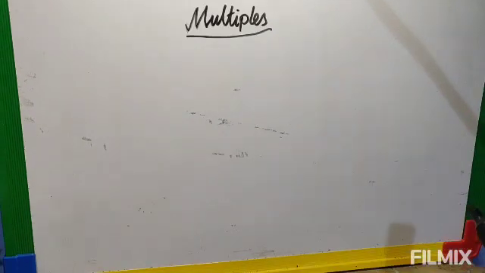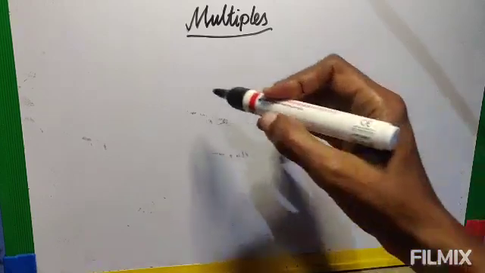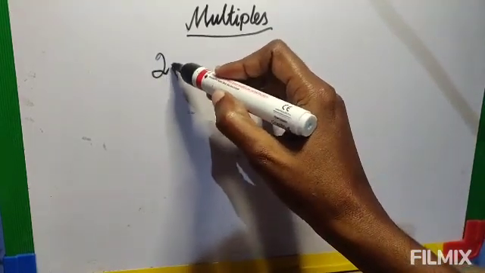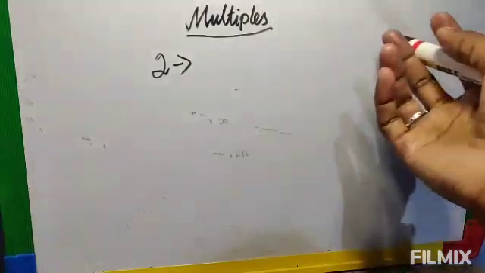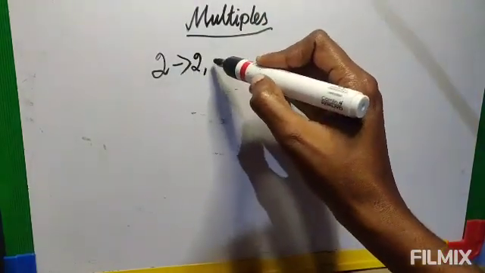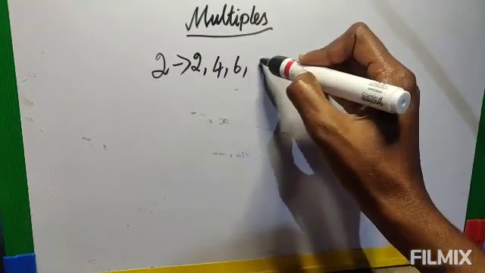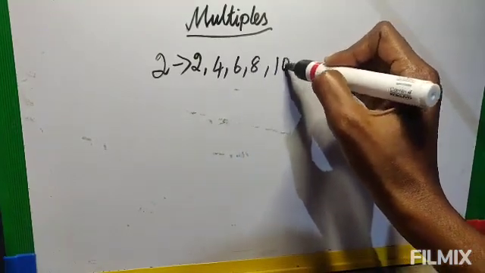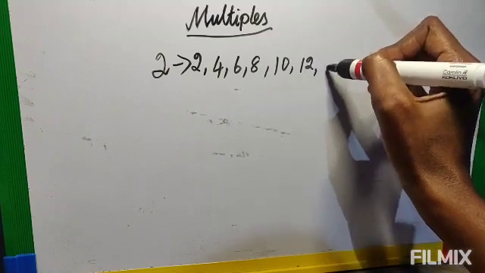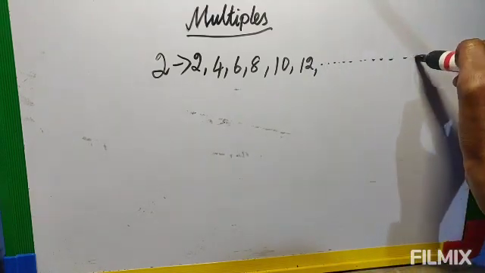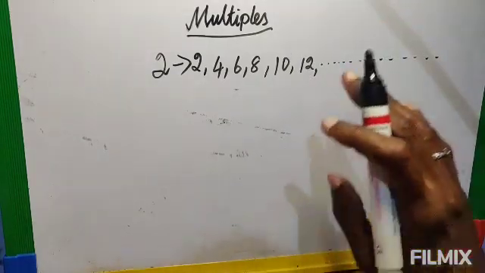We have learned factors. Factors use division. Now we are going to learn multiples. Multiples use multiplying. Always remember multiples means a multiplication table. It is not difficult like factors. Suppose they ask you to write the multiples of 2, just go on multiplying 2. 2 ones are 2, 2 twos are 4, 2 threes are 6, 2 fours are 8, 2 fives are 10, 2 sixes are 12. If you go on multiplying, multiples will go on. It will not stop.